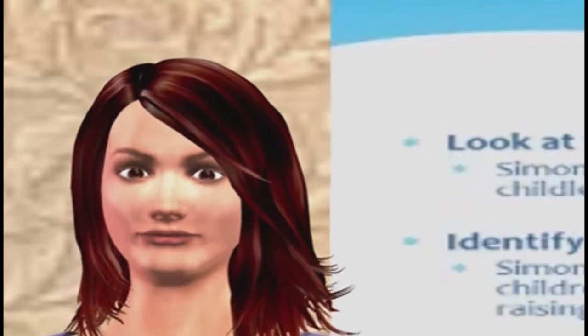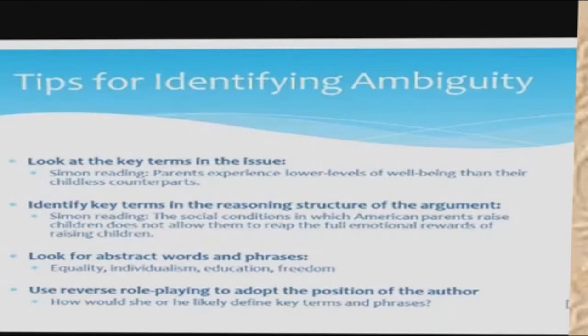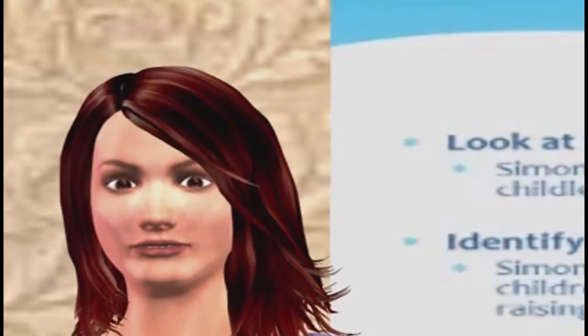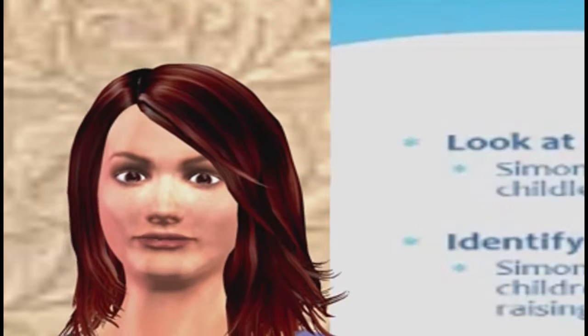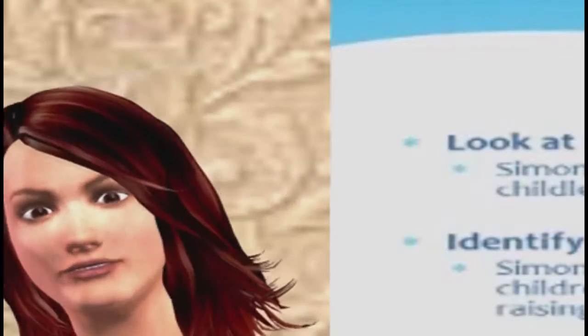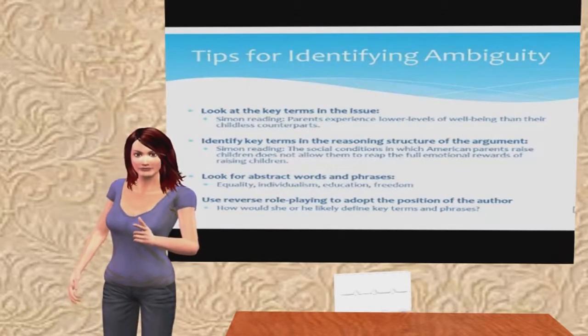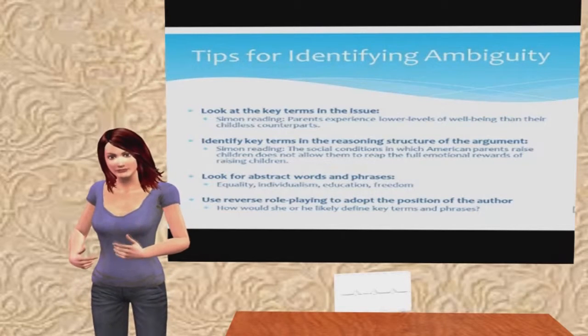Number three, you should also look for abstract words and phrases, and authors tend to use quite a few of these. And we tend to use quite a few of these in our everyday language: equality, individualism, education, freedom. These are words that we come across a lot and that we ourselves probably use, but they could have very different meanings depending on the author.